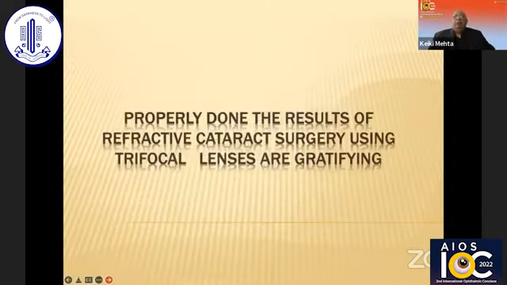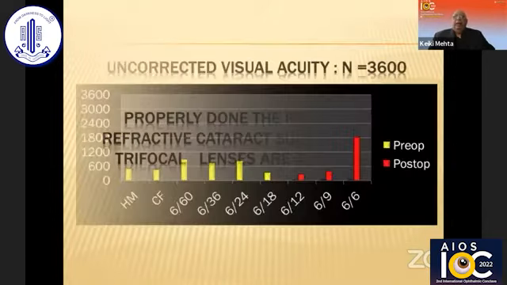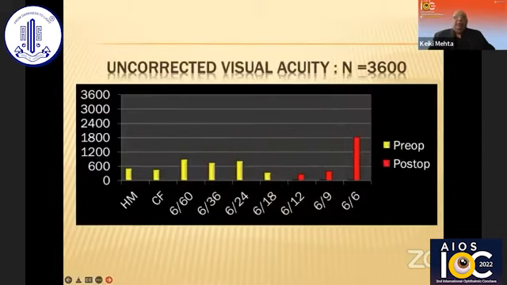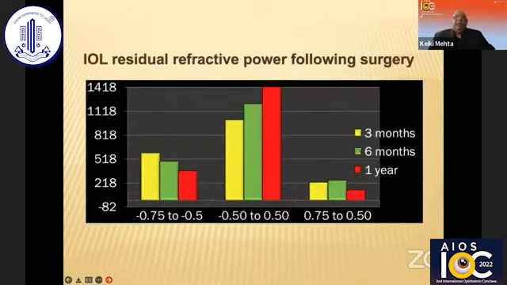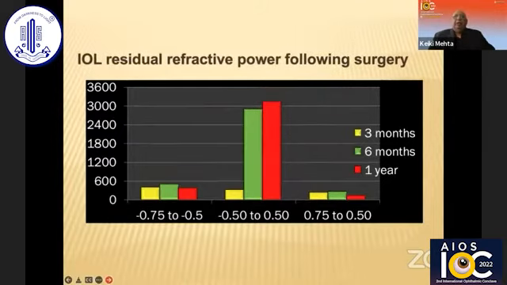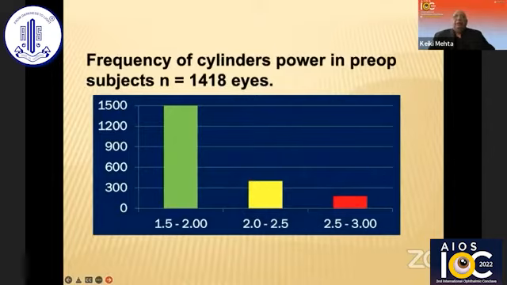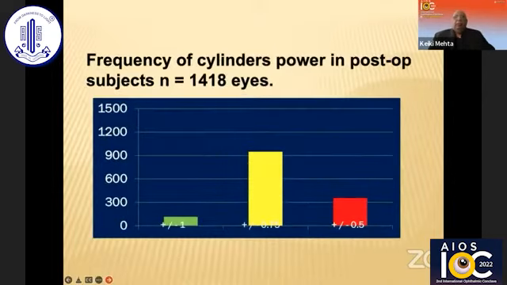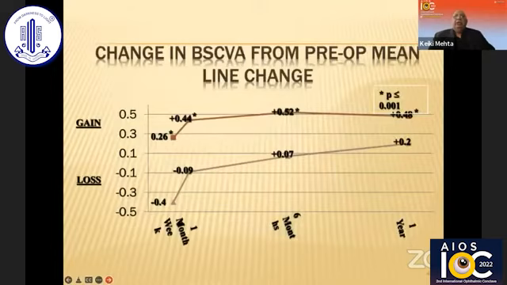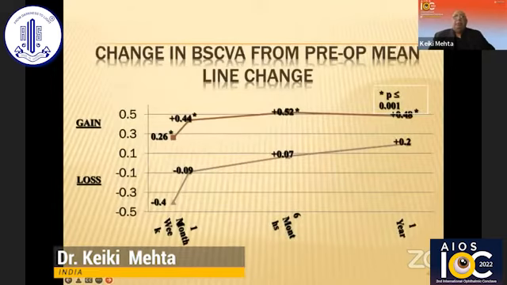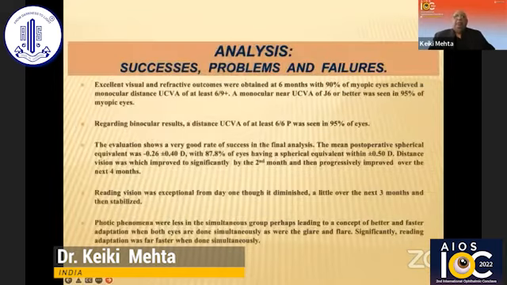Results, if you are careful and properly done, are quite gratifying. Uncorrected visual acuity in 3,500 cases, just a sample size essentially, shows that we can manage to get fairly accurate results running down the line. And this is the frequency of results post-op and pre-operative. And the change in best corrected visual acuity from pre-op measurements shows that it is quite stable in all ways.